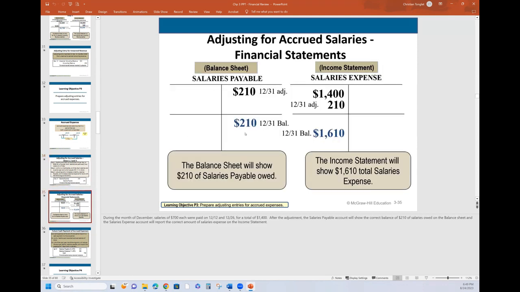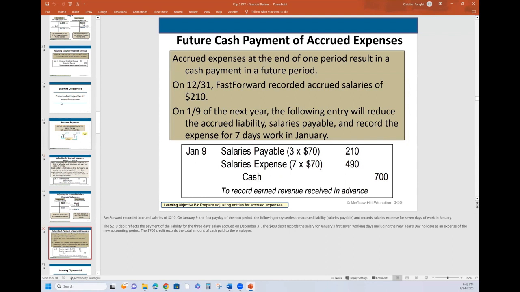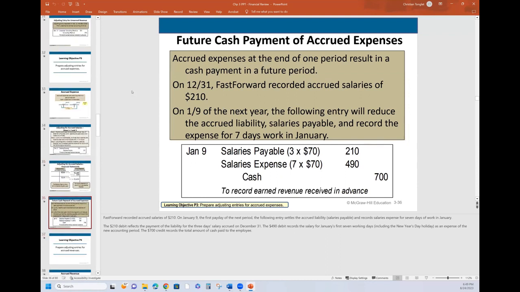Okay, so here's my salaries payable, 210. My salaries expense, I'm increasing the expense by 210. And here's my journal entry. So now, when I am going to pay on 1/9 of the next year, I have my full 10 days.